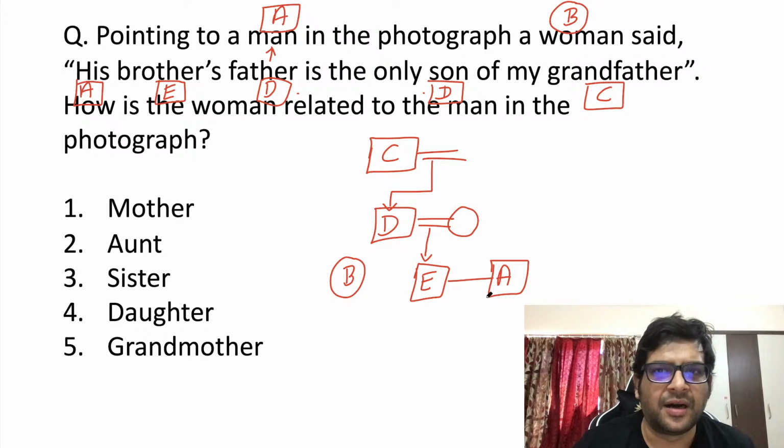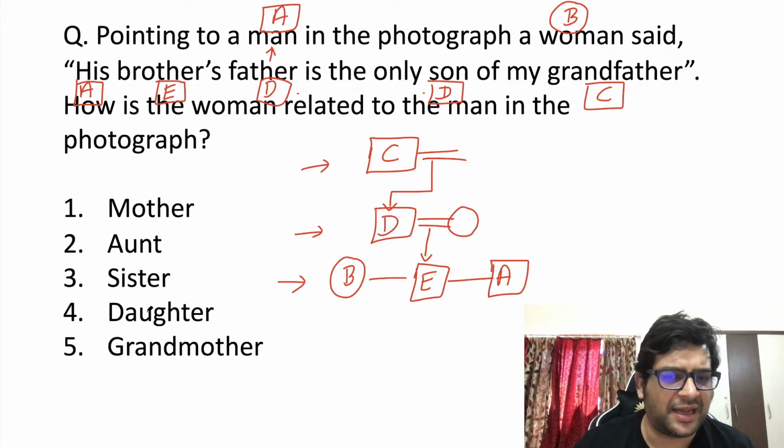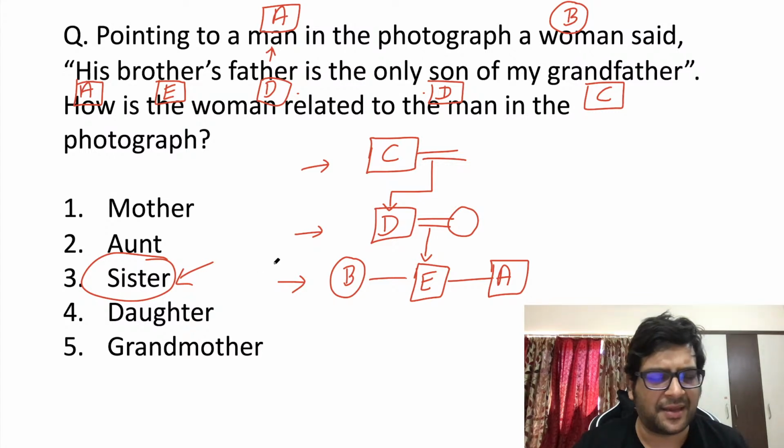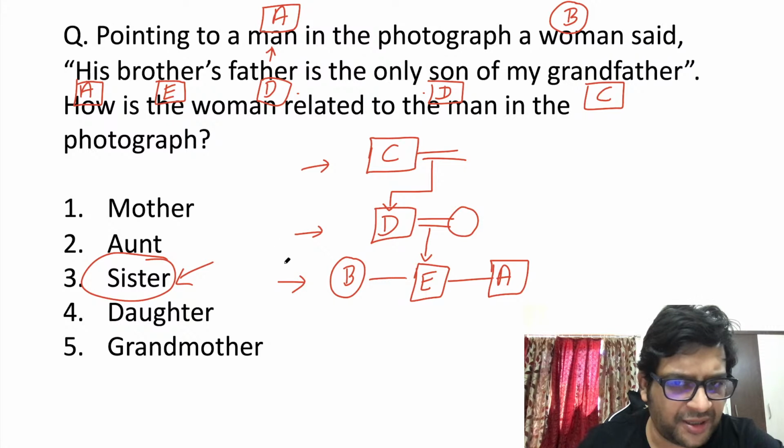So then, how is the woman related? So A and B. So this is going to be the daughter because she will be in generation 3. I'm not sure, Shashank, how you're getting it as daughter. I'm getting it as sister. Might have made a mistake somewhere. Anyone else getting a brother or getting a sister or a daughter?